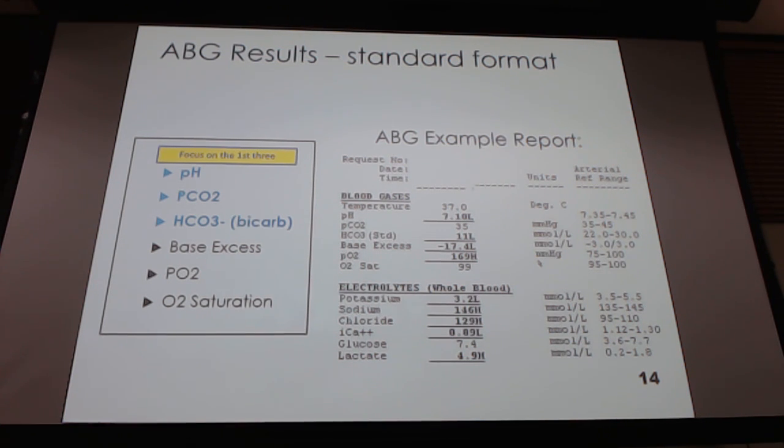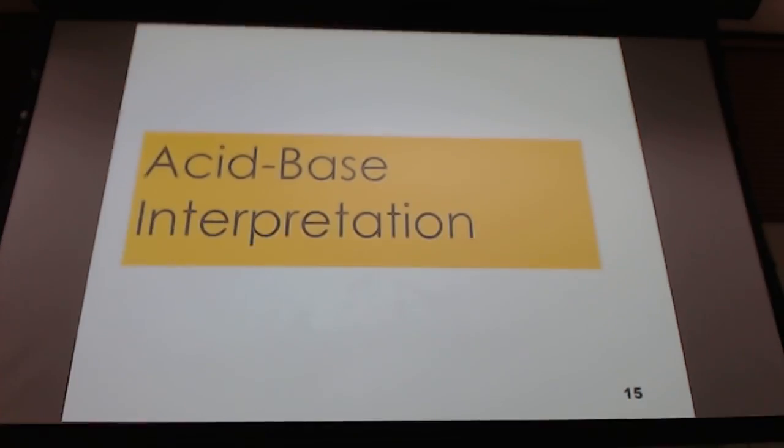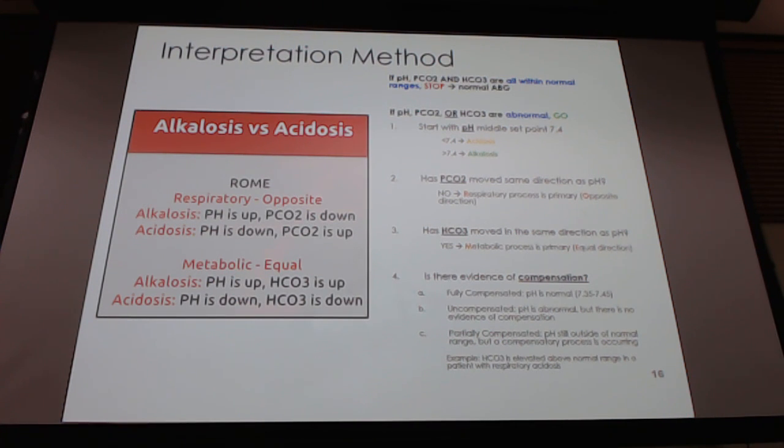So right away we're looking at, that gives you some other stuff, that's really nice too. But right away we're going to look at our pH, our PCO2, that 35 there, and our bicarb. Those are going to be the three that we use. Again, I'm sure you've learned the ROME. The ROME is one way to do it. Just pick a tool, whatever works for you, and use it.